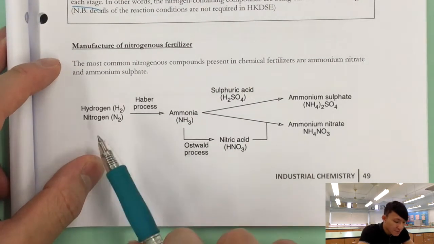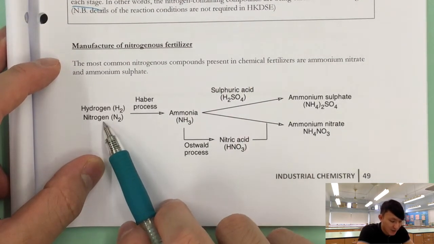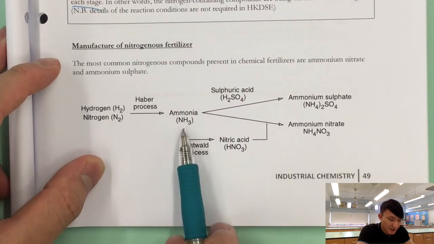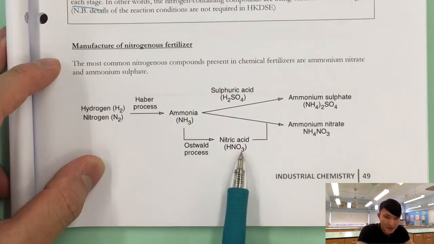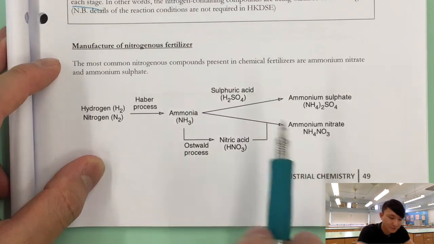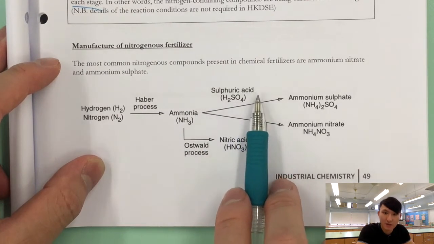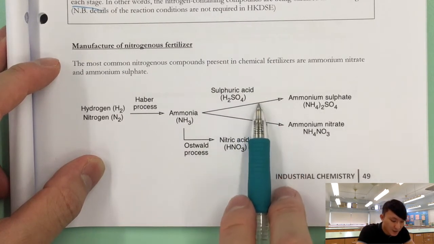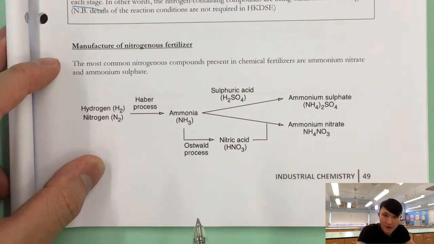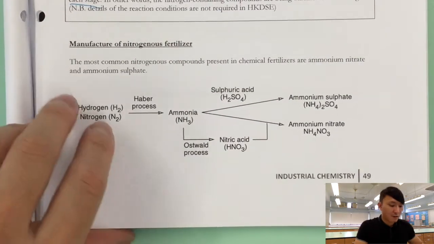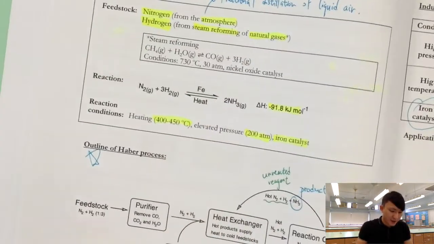So you see, with hydrogen and nitrogen being the feedstock, it produces ammonia, and ammonia can be used to make nitric acid by the Ostwald process, and ammonia combining with the nitric acid forms ammonium nitrate. Ammonia can also react with sulfuric acid, which is made from the contact process, to form ammonium sulfate. All right, so that's it for the Haber process.